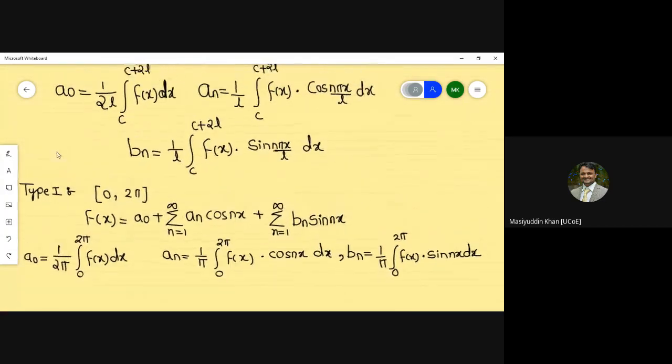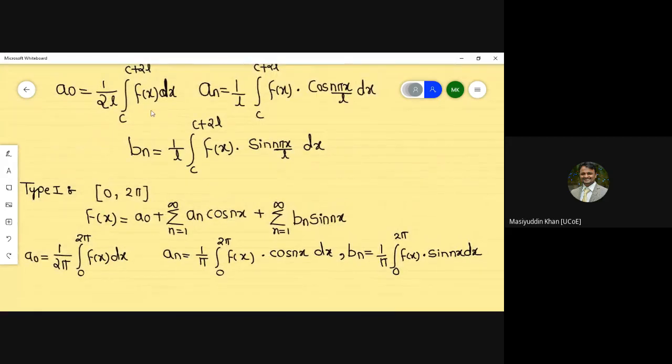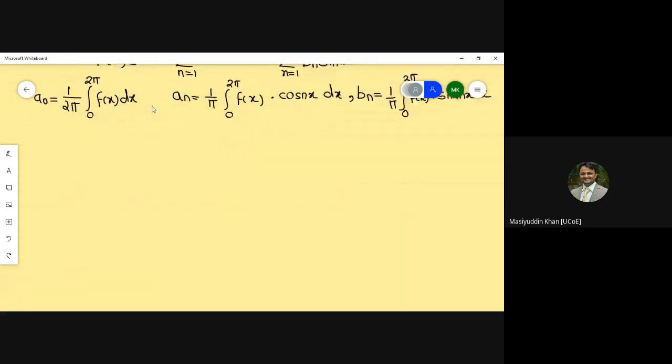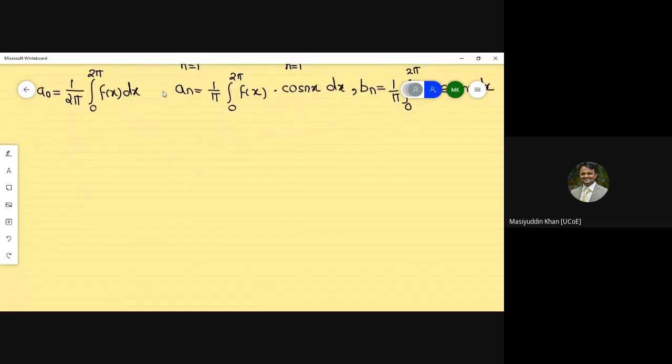Now just observe this part: a0, a n, b n. For these parts, you'll clearly observe that whenever the limit point is 0 to 2 pi, we have to substitute l equal to pi so that we get this formula. Now moving ahead with the first problem of Fourier series, when the limit point is 0 to 2 pi.